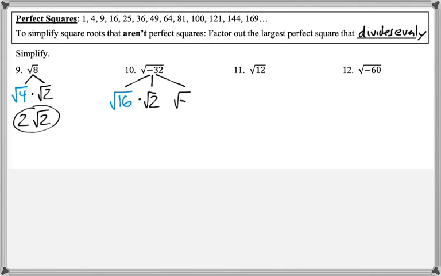So I'm going to put a negative 1. So the square root of 16 is 4 times the square root of 2, and then we have an i here. So that square root of negative 1 becomes an i. So this would be our final answer.